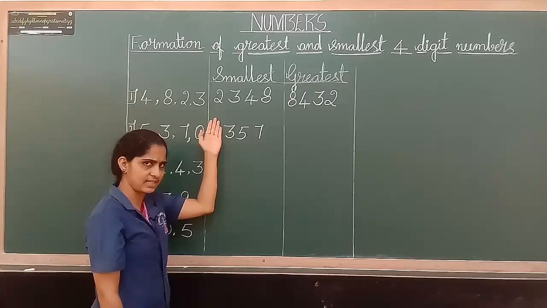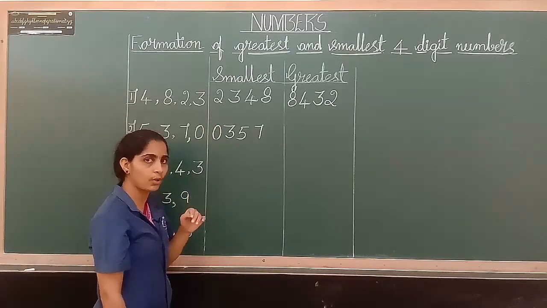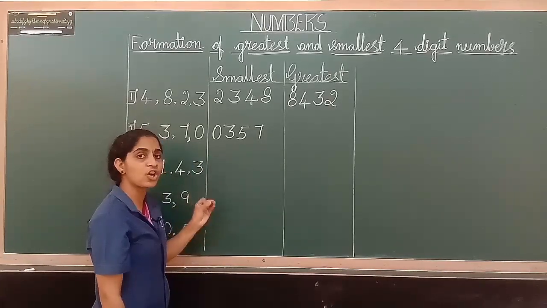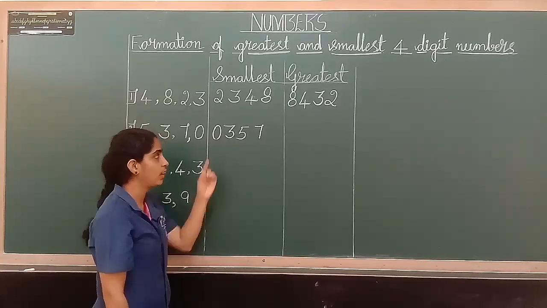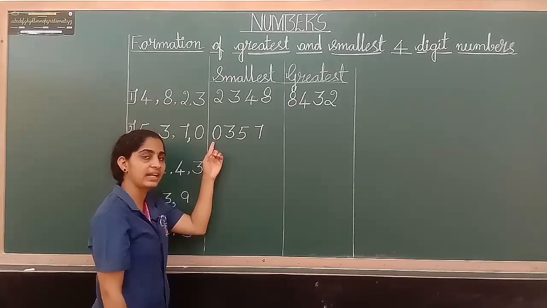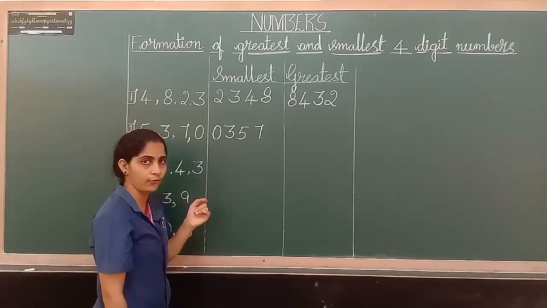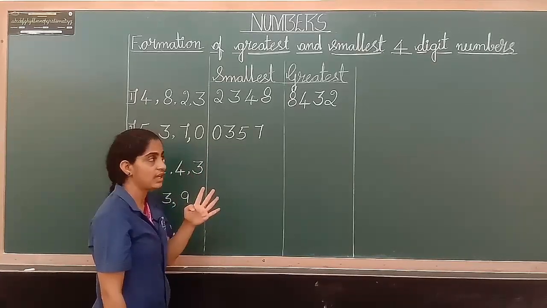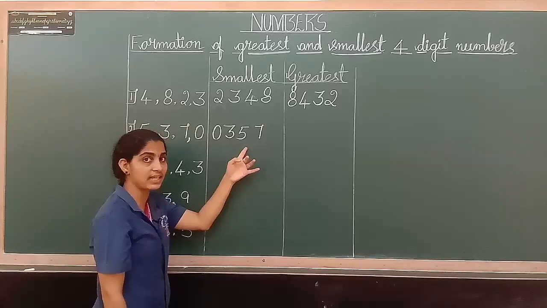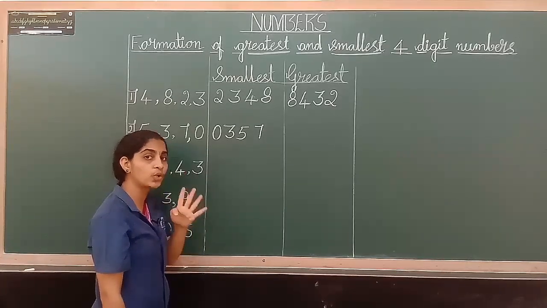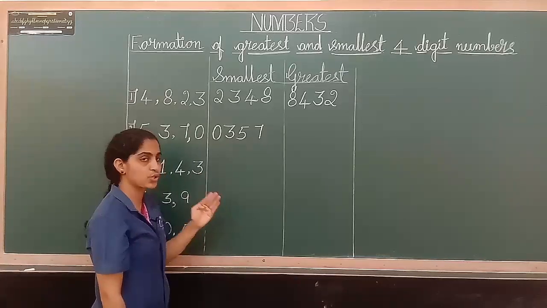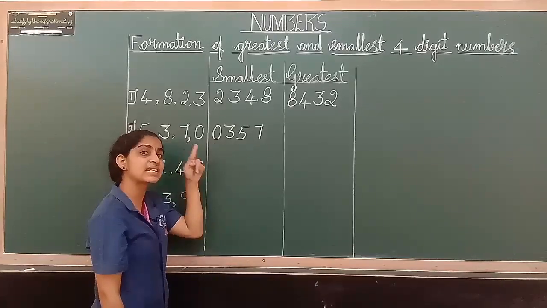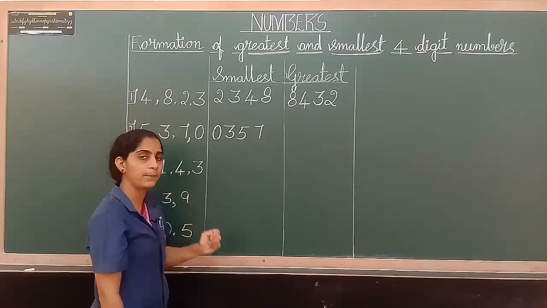357. Is it a 4-digit number? No, it is a 3-digit number. So we should not write digit 0 at the beginning. If we write it at the beginning, there is no value for it. It is not considered a 4-digit number. Yes, you can see there are 4 digits here, but it is not a 4-digit number. So we should not write 0 at the beginning. We have to write the next smallest digit at the beginning.